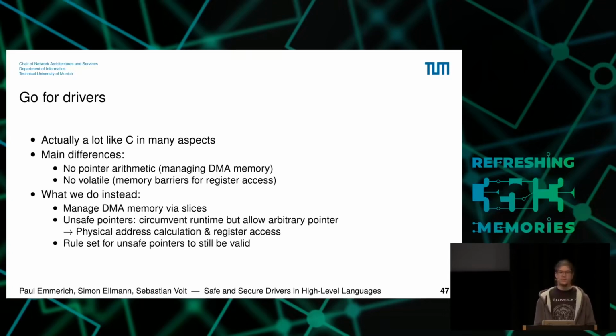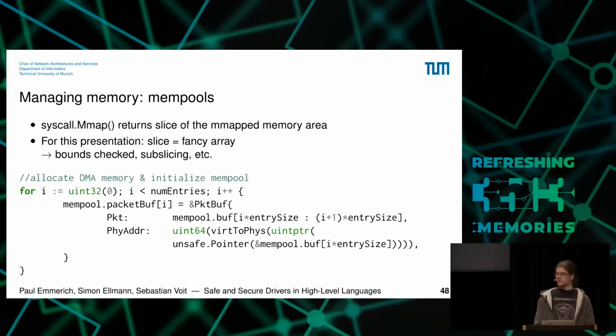So what do we do instead to compensate for that? First of all, we can manage the DMA memory via slices. That's pretty easy. And the second thing is we can use unsafe pointers for pretty much all the rest. Unsafe pointers are arbitrary pointers, so that's good, but they do circumvent the runtime, so we have to be careful with them. And this is what we use for mainly physical address calculation and register access. And there is also a rule set for unsafe pointers, so they're still valid, and of course we follow this rule set.